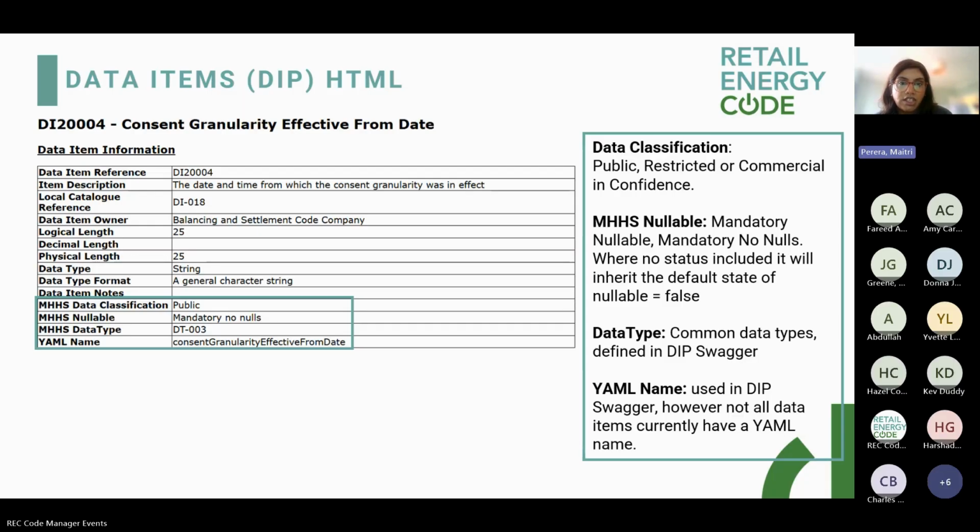So we've got data classification, which can be public, restricted, or commercial in confidence. We've got MHHS nullable, which defines whether null values are allowed. Where no state is included, it will inherit the default state of nullable. MHHS data type specifies common data types defined in DIP Swagger, and YAML name is used in DIP Swagger for configuration purposes. Note that not all data items currently have a YAML name. These attributes align with the structural changes we discussed earlier, ensuring MHHS data is properly supported across all the formats.